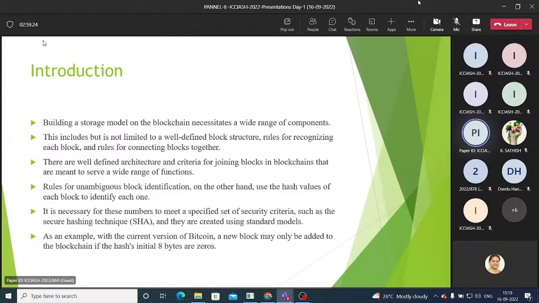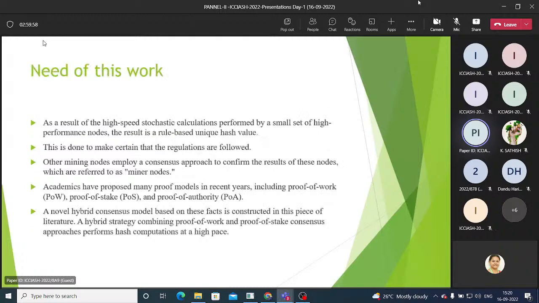As an example, in the current version of Bitcoin, a new block may only be added to the blockchain if the hashed initial 8 bytes are zeros. So blockchain has modified these bytes. Previously it was 4 bytes, then 6 bytes, then 8 bytes, and now recently they are adding up the 8 bytes for this hashed value, which we calculate with the help of the hashing method for identification of a block and also for providing security inside that block. So why is the need for this work?